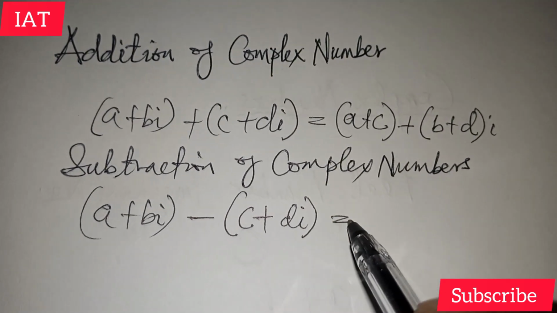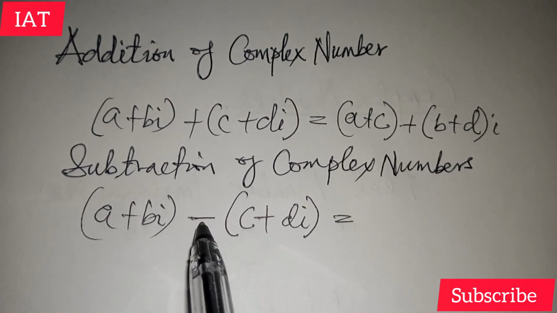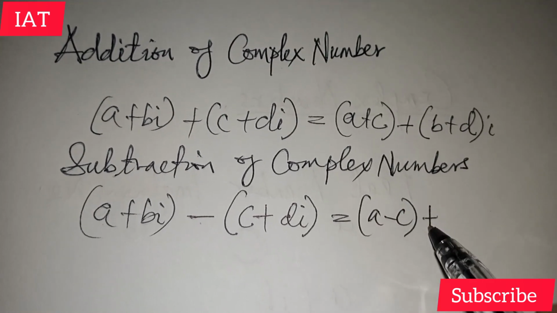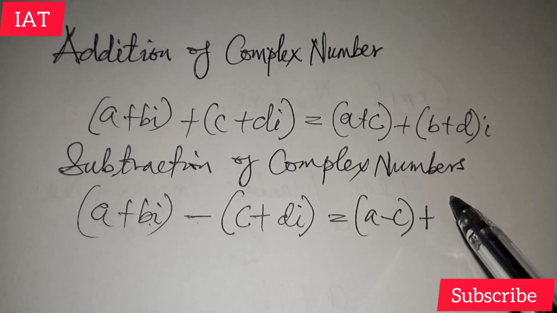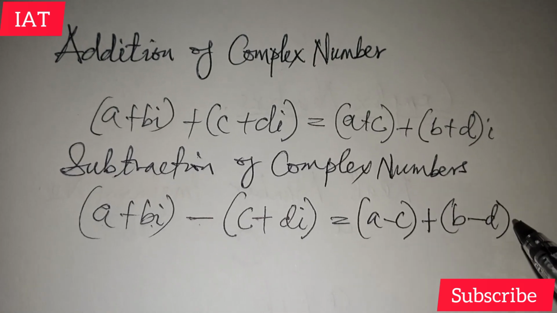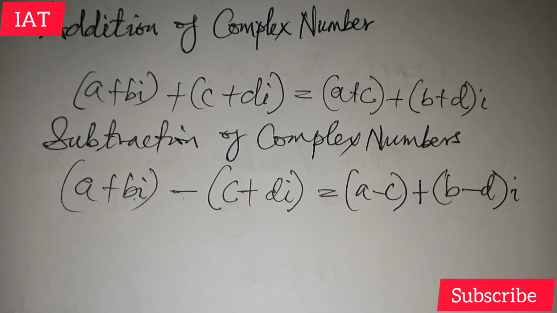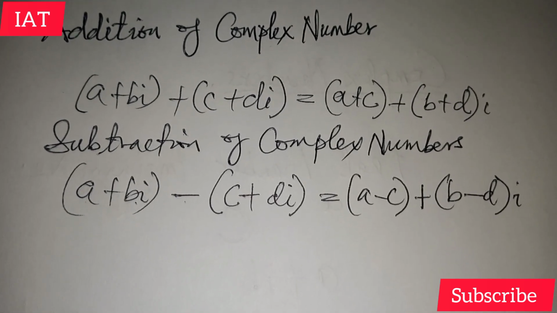The result of this will be that I subtract a minus c, plus, then I'll also subtract b minus d. I'll put this i outside. So that settles subtraction of complex numbers. We're going to solve problems to demonstrate this.